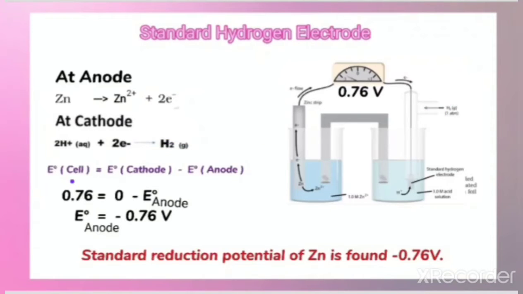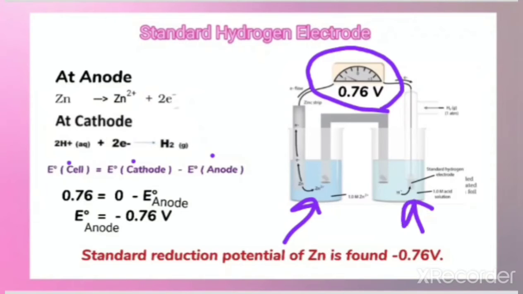So that is the E naught cell value we are getting from this reading. Here we are using the formula E naught cell, with the naught value used for the standard condition. So E naught cell is equal to E naught cathode minus E naught anode, and here we got the value 0.76 volt when we have taken both electrodes in the standard condition. So after connecting this, we are getting the value 0.76 volt here.